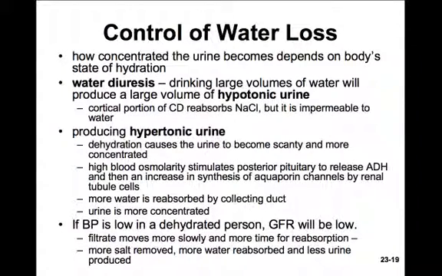The concentration of urine is dependent on the body's state of hydration. When someone is very hydrated, we'll see water diuresis. It's going to produce a large volume of hypotonic urine, meaning there's less solutes in it, much lighter in color. In this case, the cortical portion of the collecting duct is going to reabsorb sodium chloride, but it's impermeable to water, and thus water will remain in the urine, creating this hypotonic solution. In the case of dehydration, we'll see production of hypertonic urine.